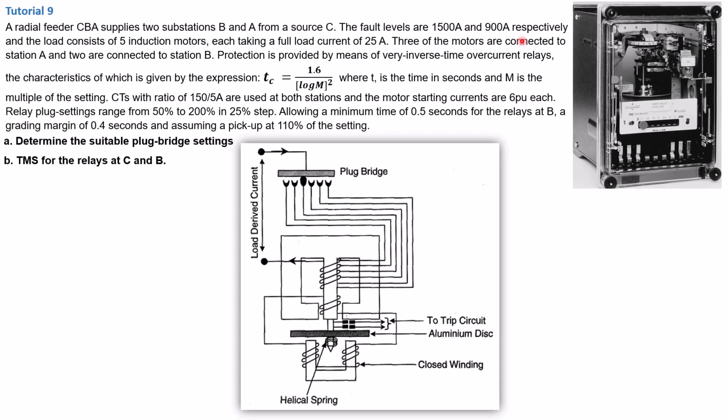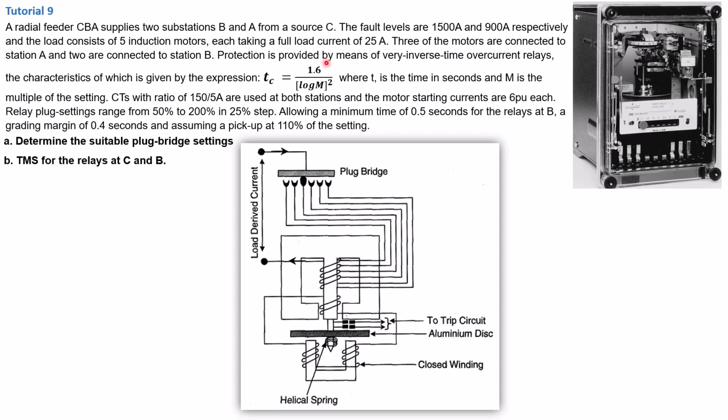1500 amp and 900 amp respectively, and the load consists of 5 induction motors, each taking a full load current of 25 amps. So basically these fault currents are located on each one of these bus bars, and each motor takes a full load current of 25 amps. Now this is important because there is a fault current and there are also normal loads attached onto the bus bar. Now we're going to draw this bus bar so that we can actually see the layout. That will give us a good understanding of the problem statement. Now let's just finish reading. 3 of the motors are connected to station A and 2 are connected to station B.